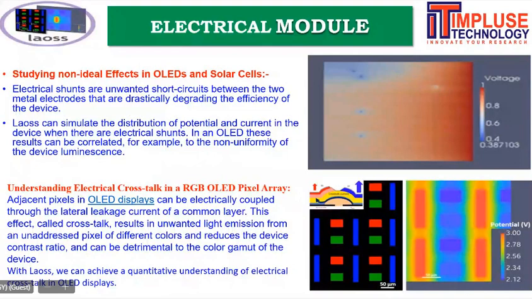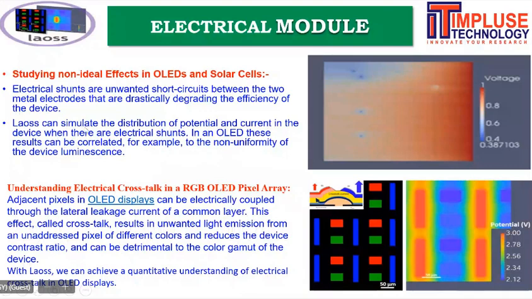Now, if we talk about some more different models, there are non-ideal effect models for both solar cell and LED applications. There are electrical shunts, which are unwanted short circuits that can happen due to this non-ideal effect between the two metallic electrodes, and that will decrease the efficiency of the device. So unwanted short circuits are happening, and electrical losses are happening due to the unwanted short circuit in the device structures. That non-ideal effect can also be overcome.